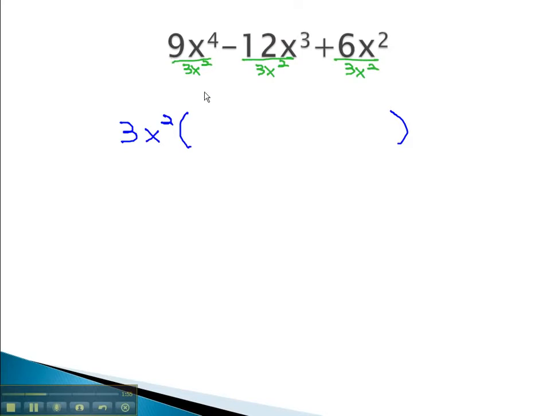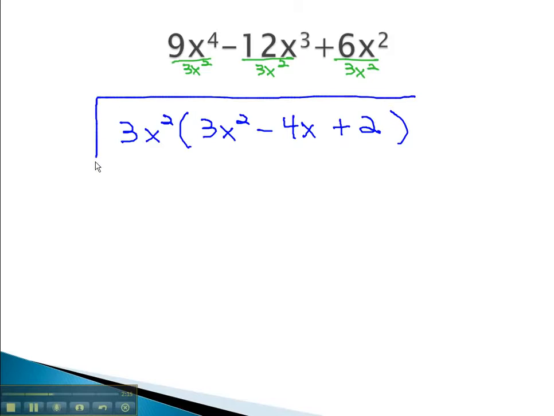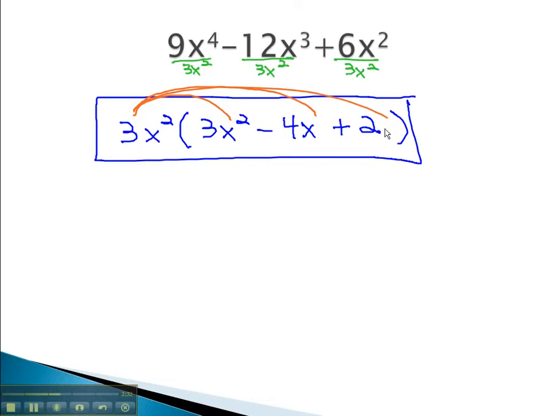Reducing the first fraction, 9 over 3, gives us 3x squared, subtracting the exponents, minus 12 divided by 3 is 4x when we subtract the exponents, plus 6 divided by 3 is 2, and the x squareds divide out. We have now factored this expression to 3x squared times 3x squared minus 4x plus 2. Notice if we were to multiply the 3x squared back through the parentheses by distributing, we would get the original problem that we started with.